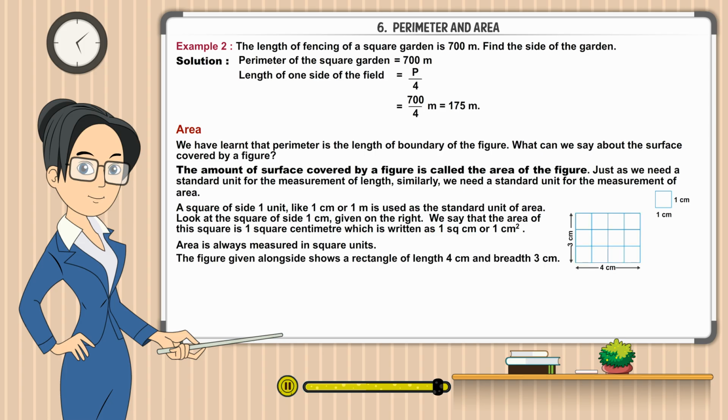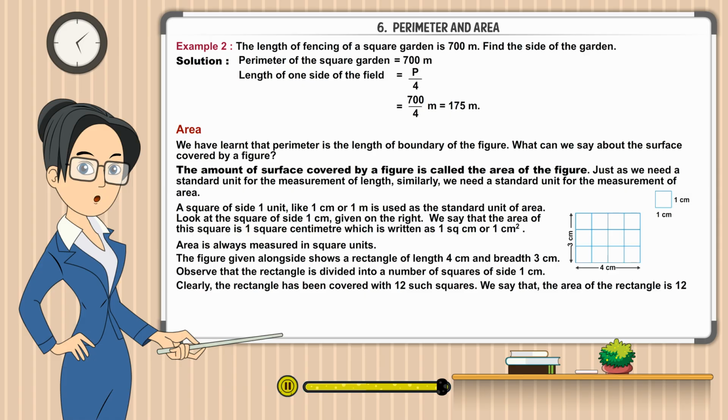The figure given alongside shows a rectangle of length 4 centimeter and breadth 3 centimeter. Observe that the rectangle is divided into a number of squares of side 1 centimeter. Clearly, the rectangle has been covered with 12 such squares. We say that the area of the rectangle is 12 square centimeter. The number of units needed to cover a surface is called its area.